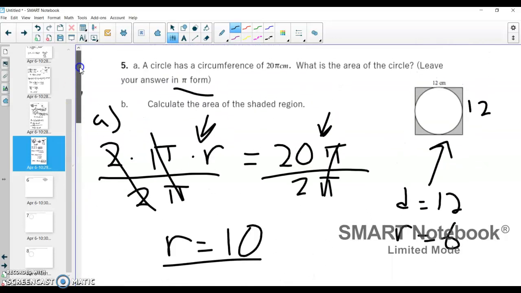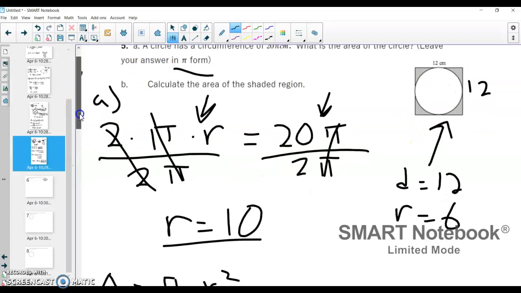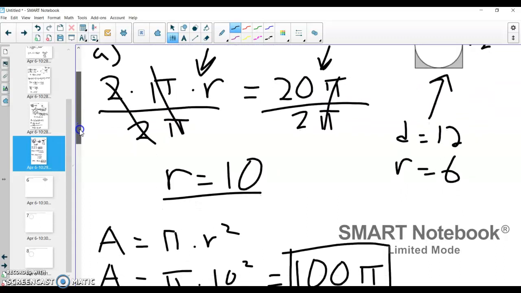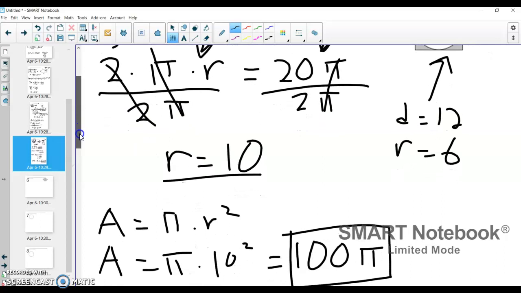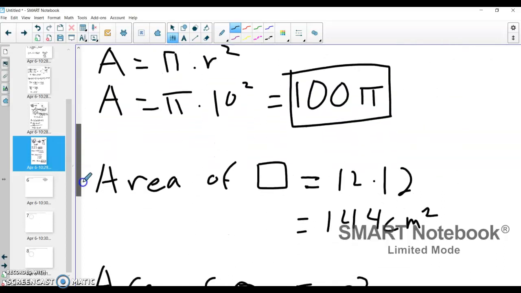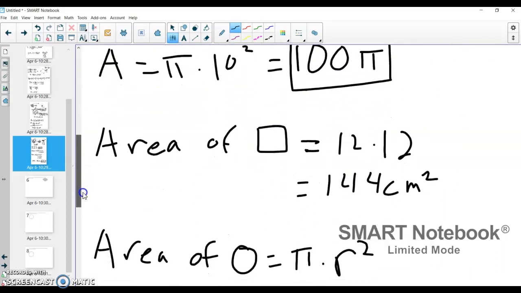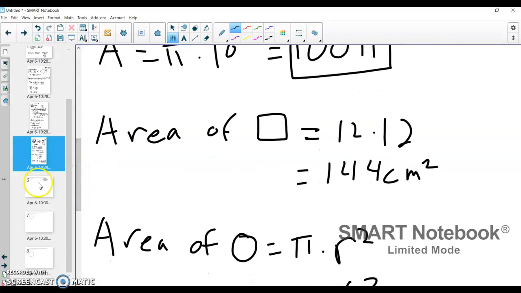Okay, two different part problem. I apologize, kind of a bad problem on my part. A doesn't really do what the picture does, B does. Both good problems to practice. A lot of different things: finding radius when you're given circumference, finding area when you're given circumference, and then finding the area of a shaded region. We'll move on here.